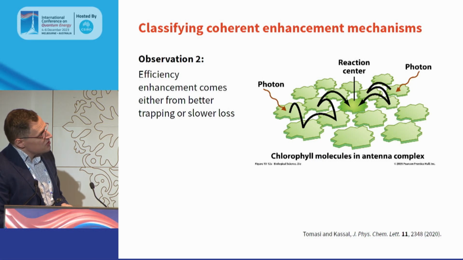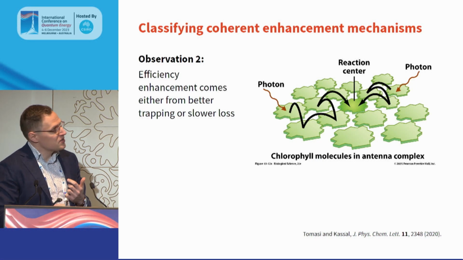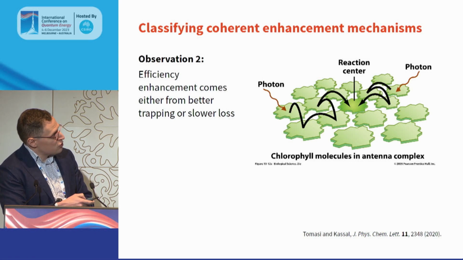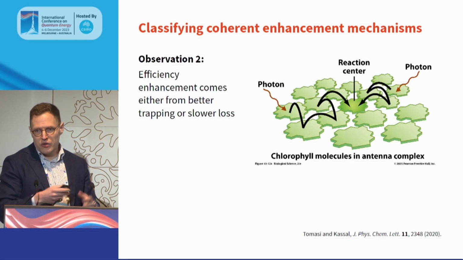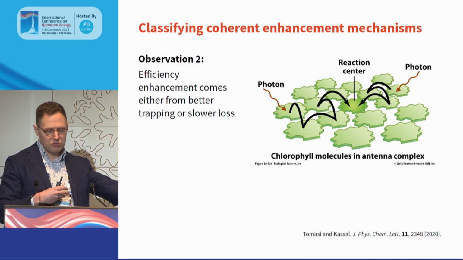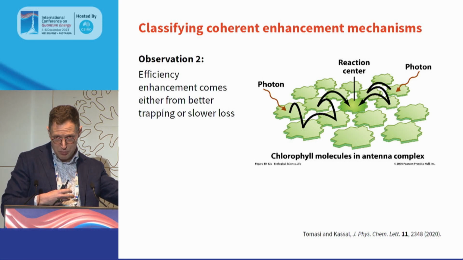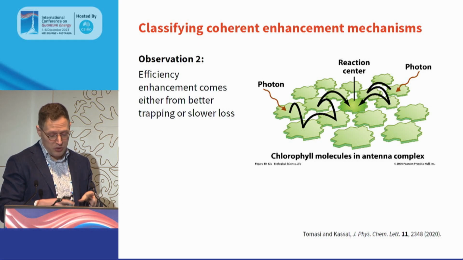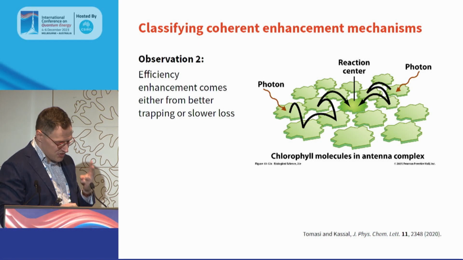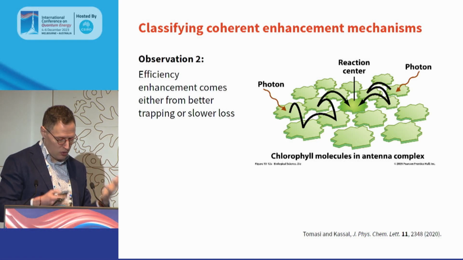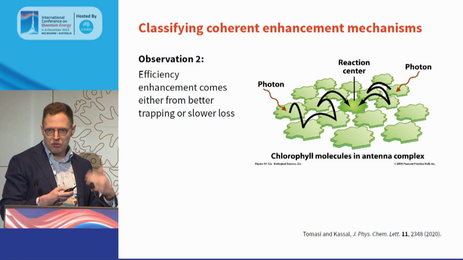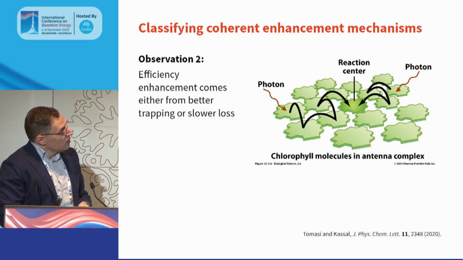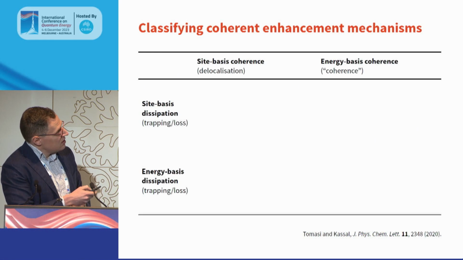And the second is that you can improve efficiency in 2 ways. Either you can improve the trapping, so faster transport into the destination, or you slow down the dissipation, so even if the transport is slow, it doesn't matter. So that's the second aspect, that there are 2 things you can control. You can speed up the trapping or reduce the loss.